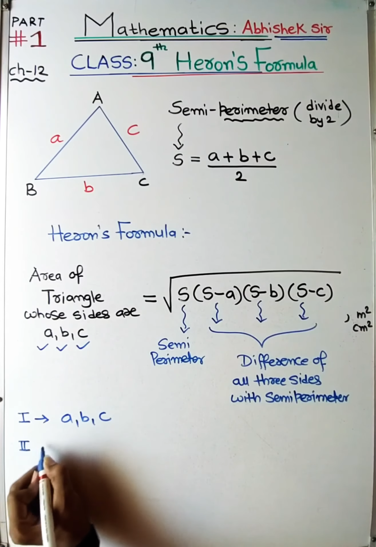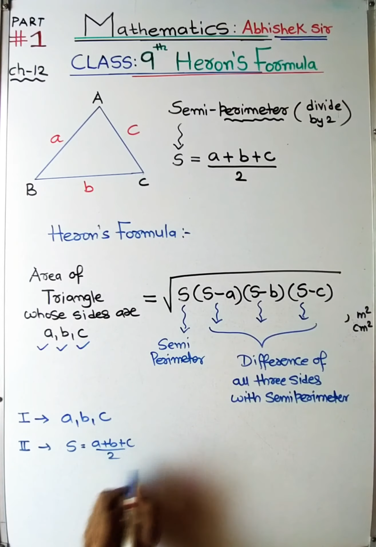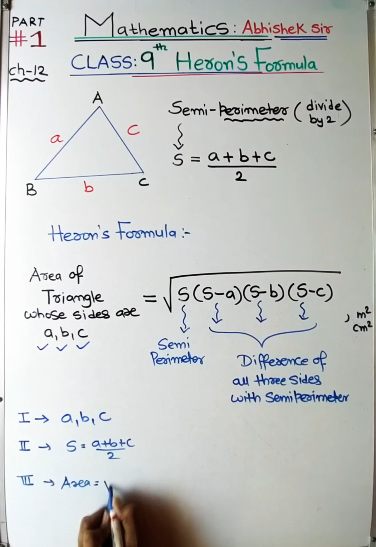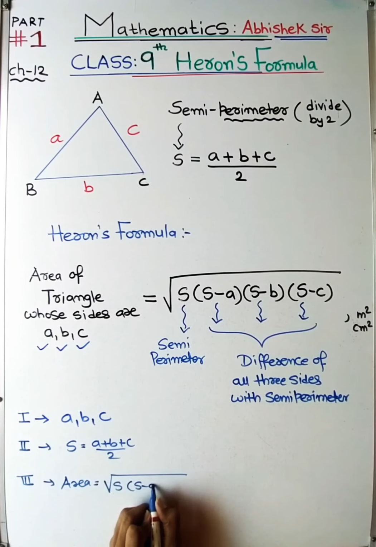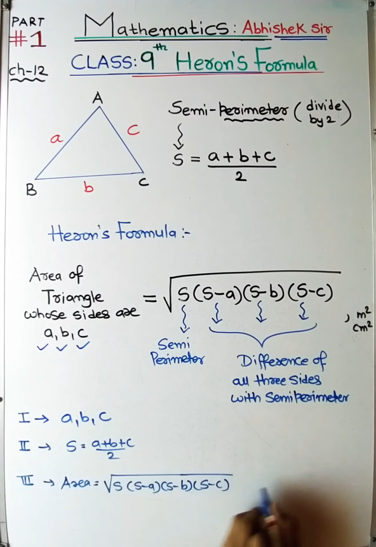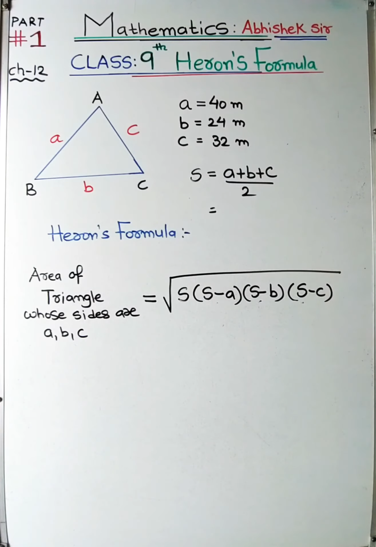The second step will be finding out the semi-perimeter, and the third step will be to find out the area by using the formula s minus a, s minus b and s minus c. So these three steps we have to follow in the first part of this chapter, that is Heron's formula and area of triangles. So let us understand this process by an example given in the textbook itself.